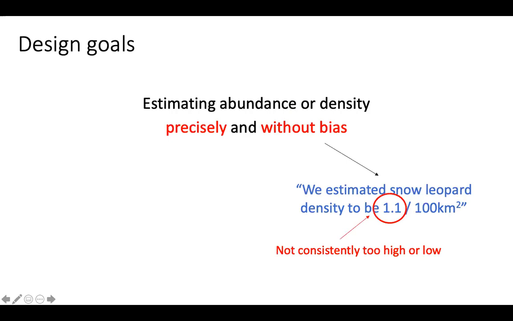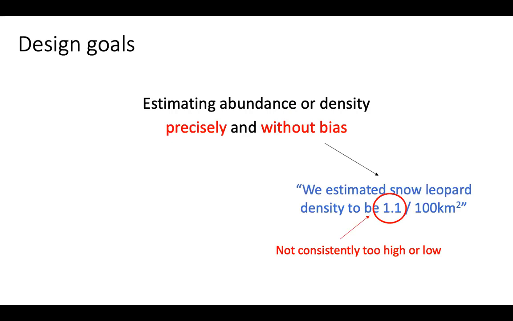Now, if we look at that 1.1, we know we're not going to be right. We're not going to be exactly right with our survey, to 5 decimal places or whatever. We know that sometimes we're going to be a little bit high, sometimes a little bit low. But what we want to avoid is having this estimate being consistently too high or too low.